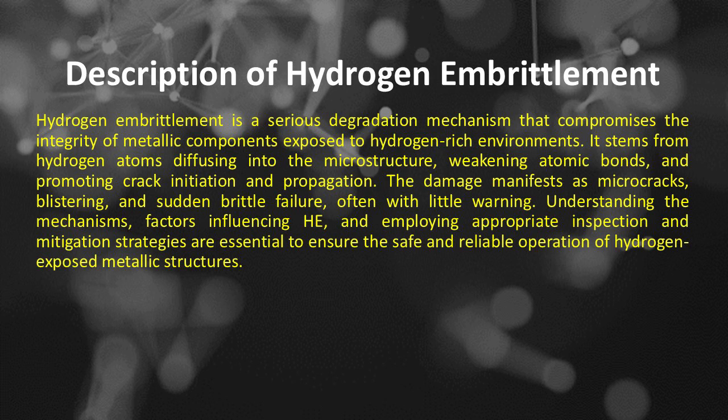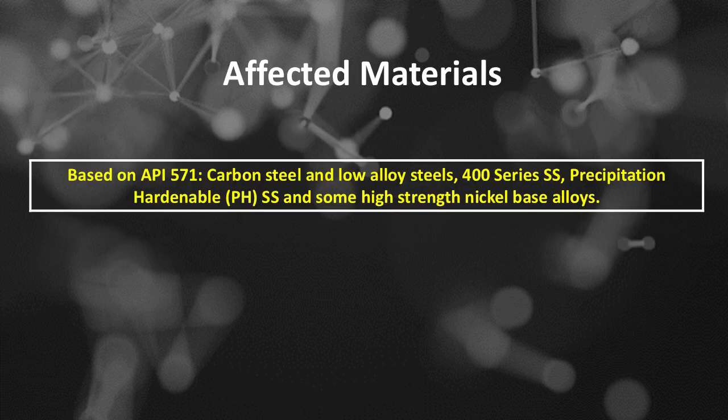Understanding the mechanisms, factors influencing HE, and employing appropriate inspection and mitigation strategies are essential to ensure the safe and reliable operation of hydrogen-exposed metallic structures. Hydrogen embrittlement affected materials based on API 571: carbon steel and low alloy steels, 400 series SS, precipitation hardenable (PH) SS, and some high-strength nickel-base alloys.